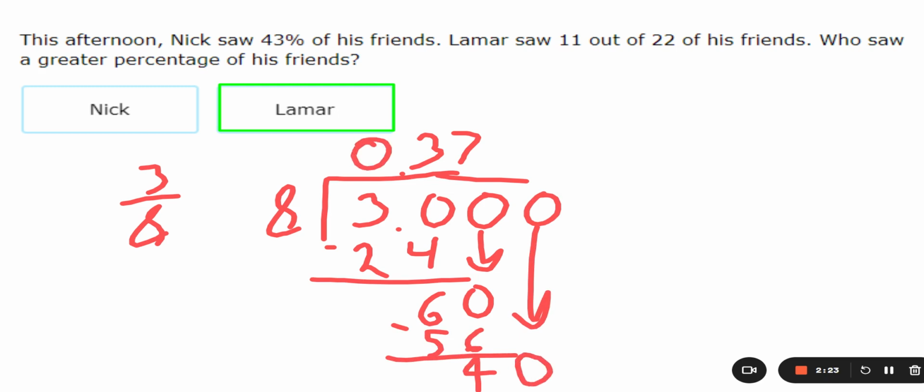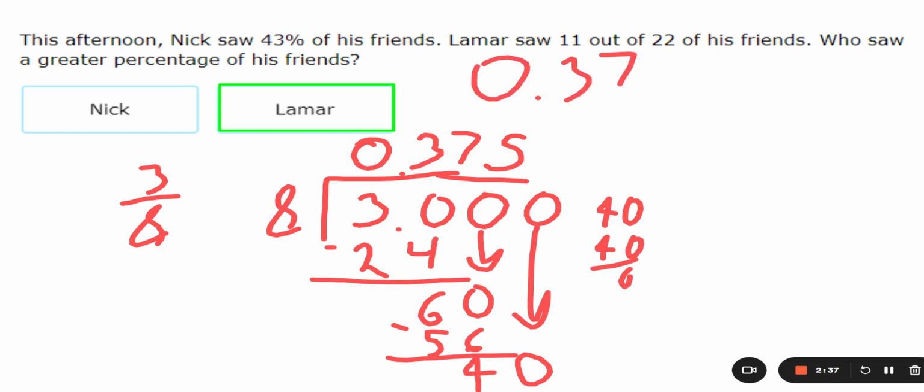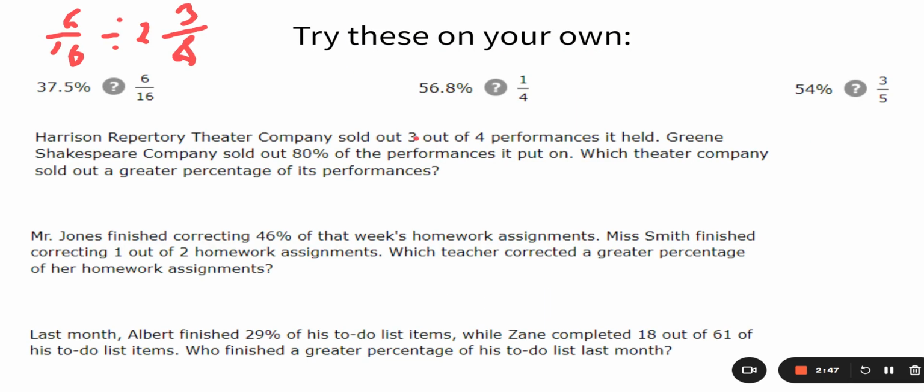So how many times does 8 go into 40? 8 can go into 40 5 times, and this is perfect because 40 minus 40 is going to give me 0, and then I'm done. So my answer is 0.375. But when I do the booty bump, boom, boom, I end up with 37.5%.